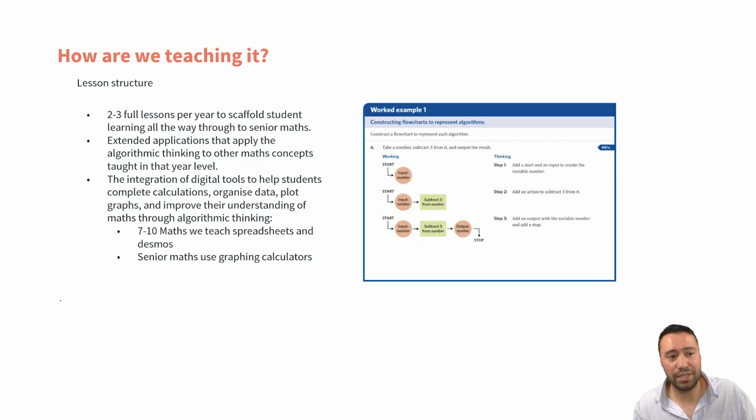We're also going to include digital tools in this. So they're going to learn about algorithmic thinking, and then we're also going to help you and help students improve their digital literacy by allowing them to apply their algorithmic thinking to the maths they've learned in that year level in a deep and meaningful way. So we've got spreadsheets, which we start off with, and we also do that using Desmos. We've got extended applications, where students can take the algorithmic thinking they've learned that year level and apply it through Desmos and spreadsheets to the other maths they've learned in that year level, improving their digital literacy and improving their core maths and algorithmic thinking.